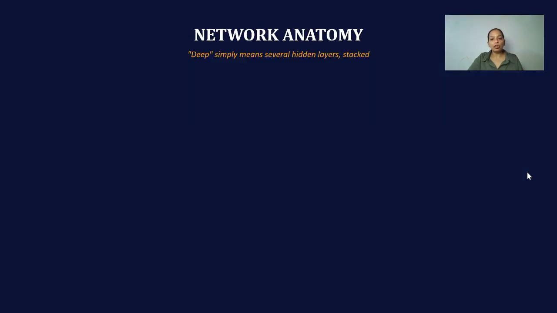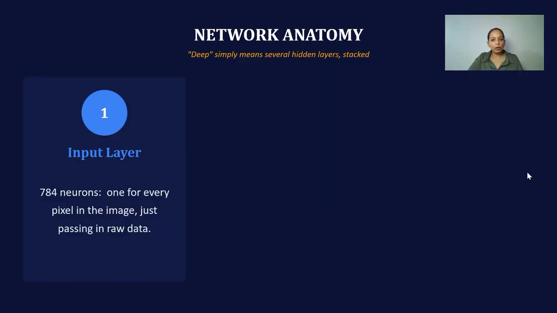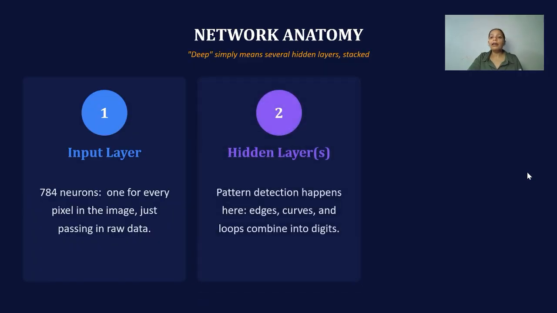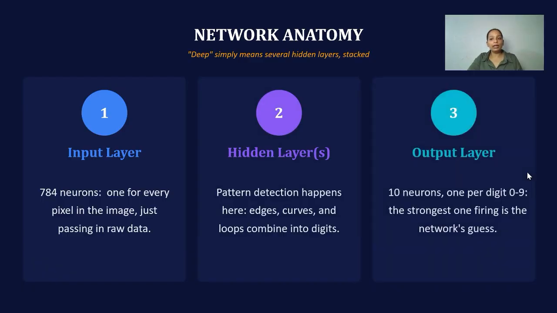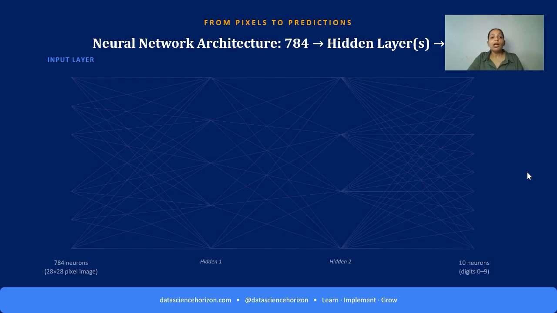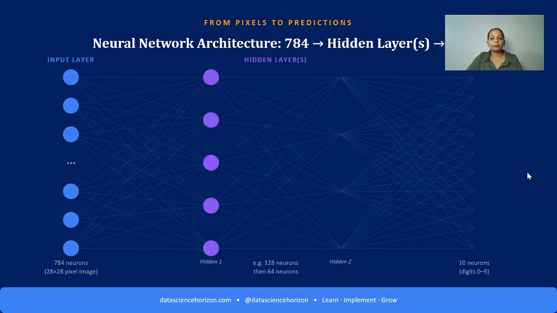Let's look at the structure we are going to build today. It consists of 3 kinds of layers: input layer, hidden layers, and output layer. Let's understand the neural network architecture in the context of the MNIST dataset. An input layer has one neuron for every pixel in our image, so 784 of them, just passing in the raw data.